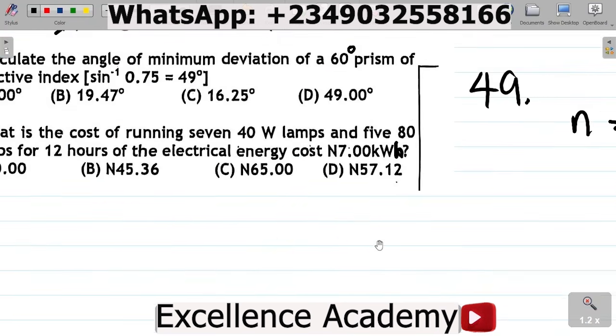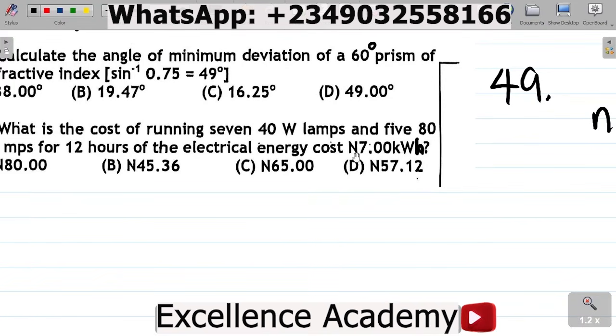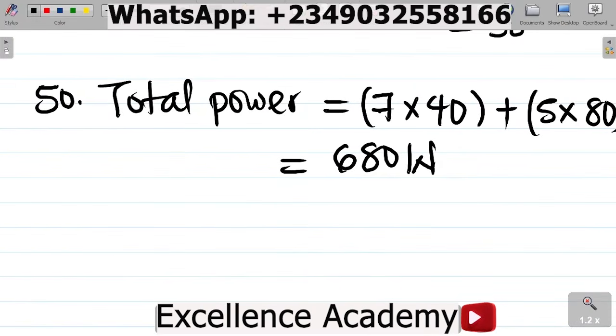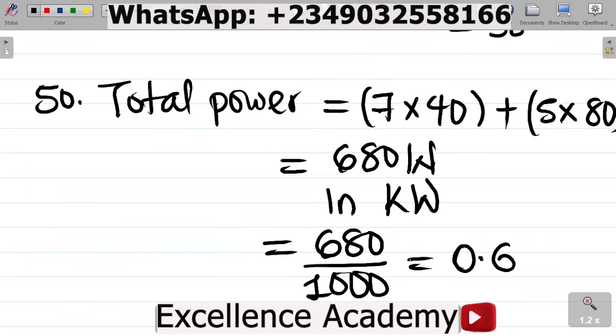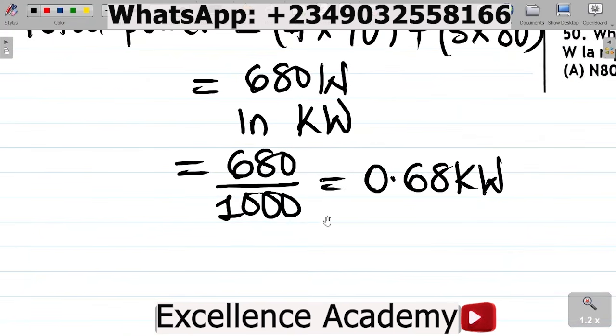Now, looking at the question, they said the cost is 7 naira per kilowatt hour. So we want to get kilowatts. Let's convert this to kilowatts. The total power in kilowatts is simply 680 divided by 1000, and that gives you 0.68 kilowatts. So the total power is equal to 0.68 kW.